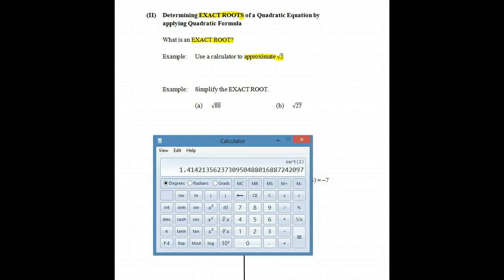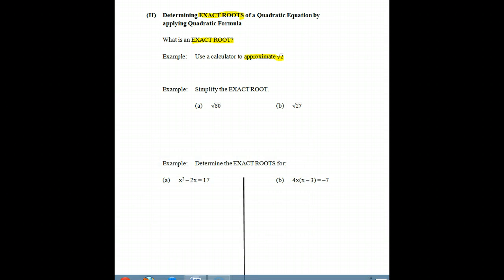So in some cases you want to have the exact answer, which is square root 2. So you have to be able to reduce down your square roots, and we covered this in the chapter on radicals. So simplify the exact root of square root 80. And remember now, to get the exact root, we have to try and find the biggest perfect square that's a factor of the radical, or radicand.